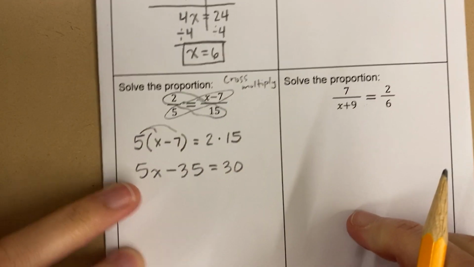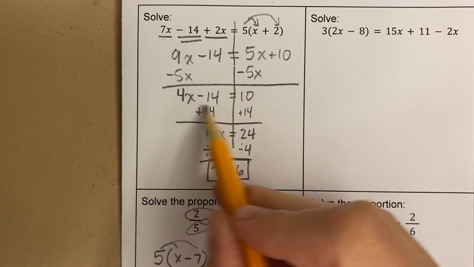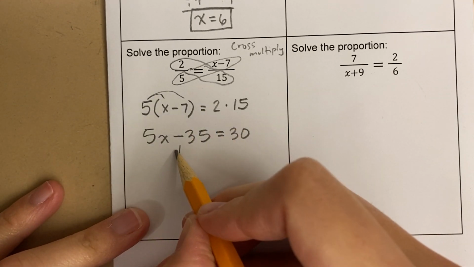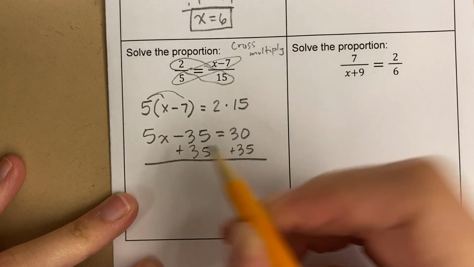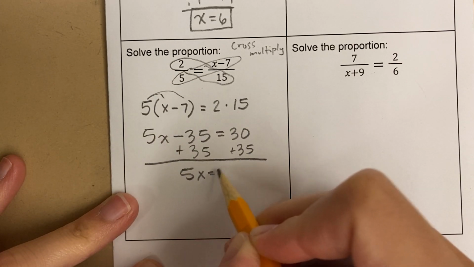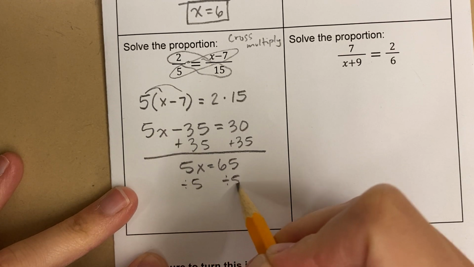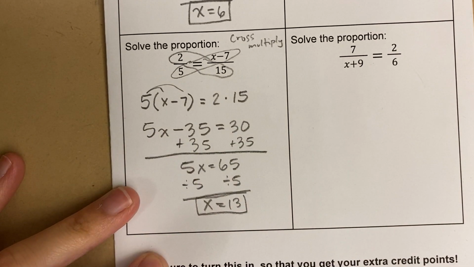That's 30. Okay, and now again, I'm at this point where x is being multiplied by a number and then something's being added or subtracted. So I deal with addition and subtraction first. And then I divide to get x by itself. Okay, and that is it.